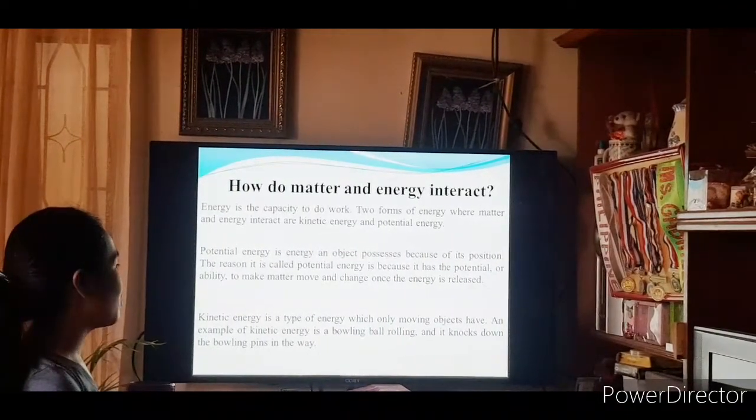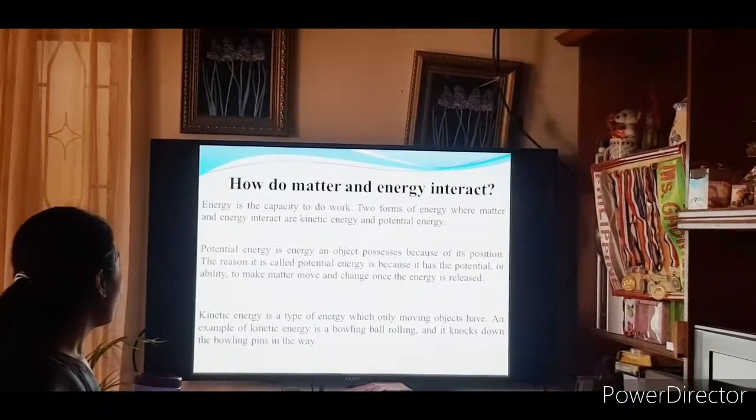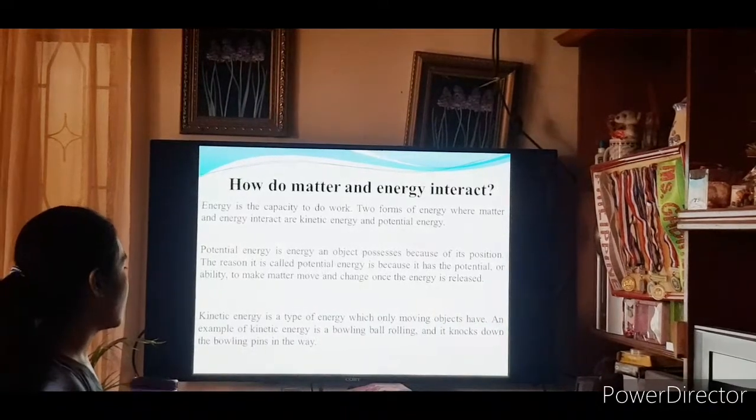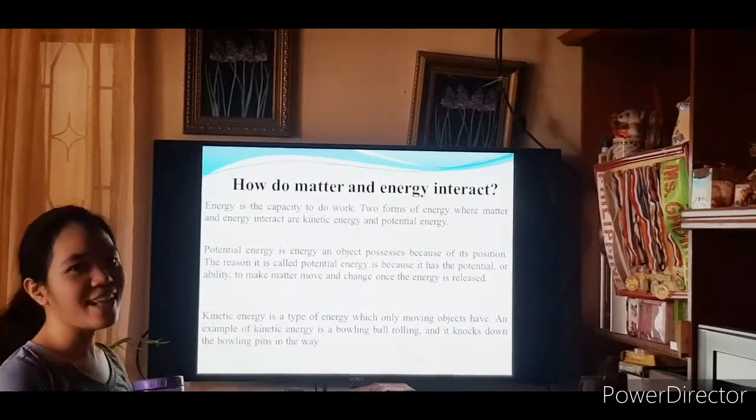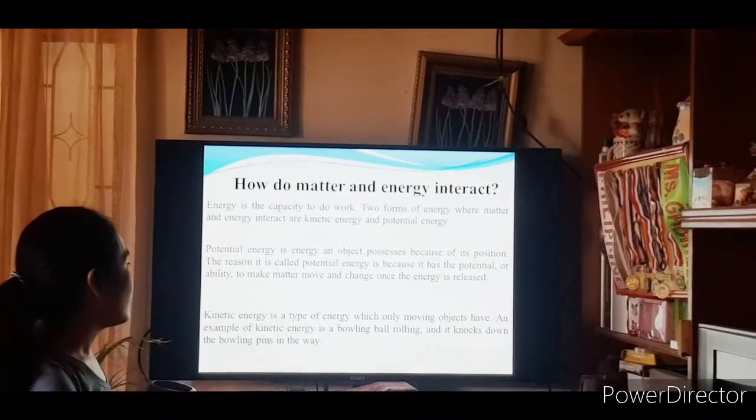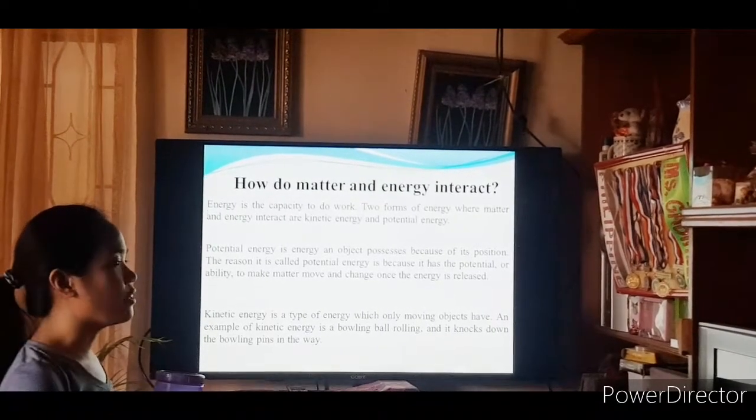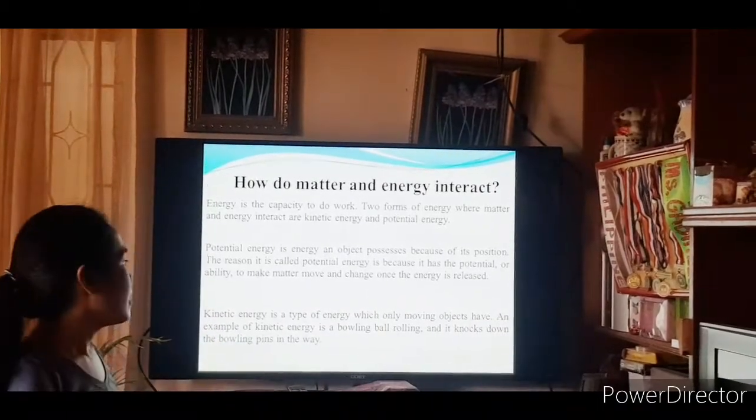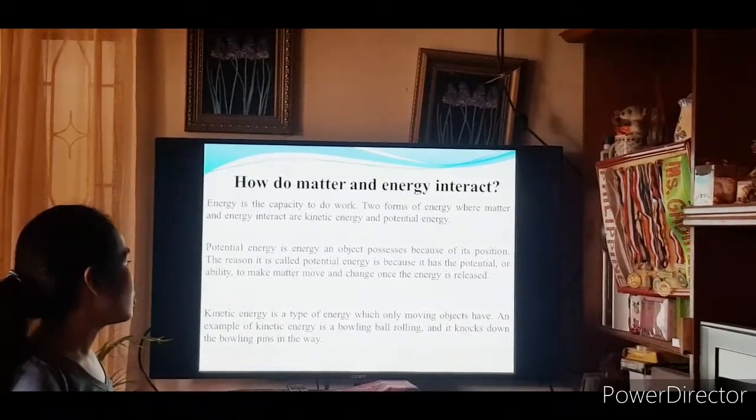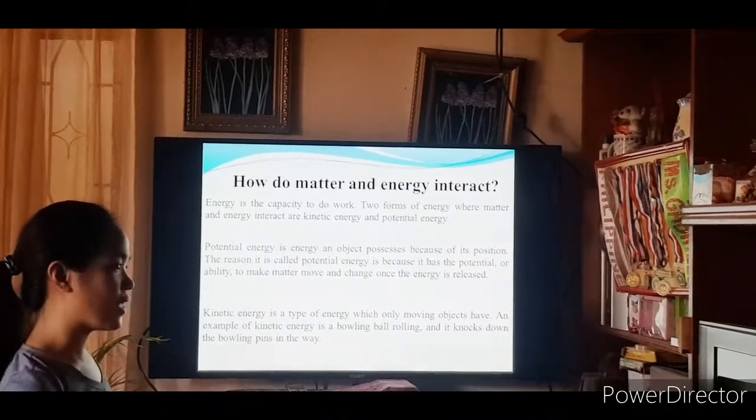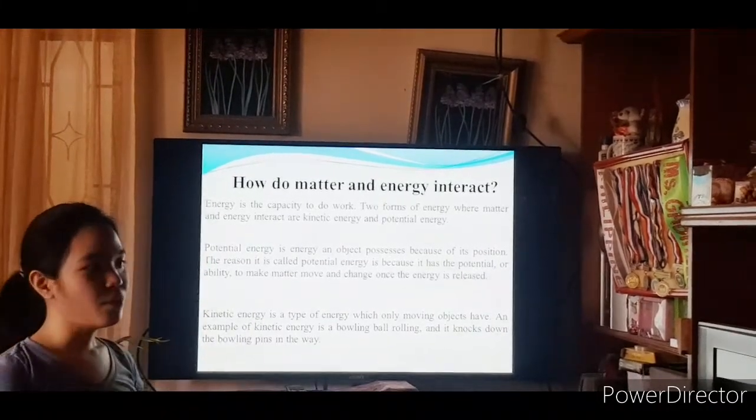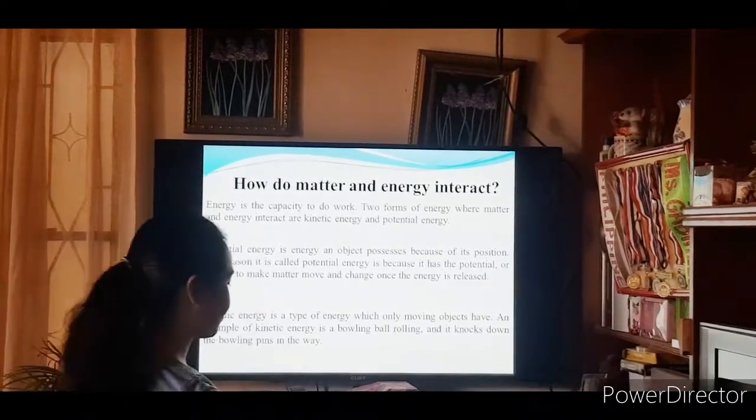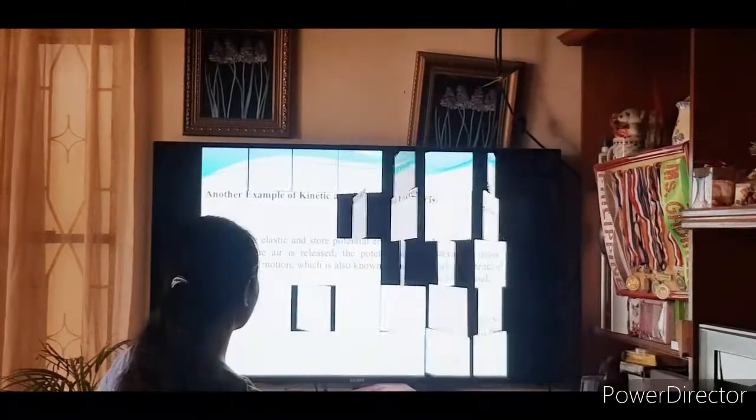It's a type of energy which only moving objects have. An example of kinetic energy is a bowling ball rolling and knocking down the bowling pins in the way. So kinetic energy is a type of energy which only moving objects have, like a bowling ball. When you roll a bowling ball, it is kinetic energy, and because of its roundness, we can easily move that object around.